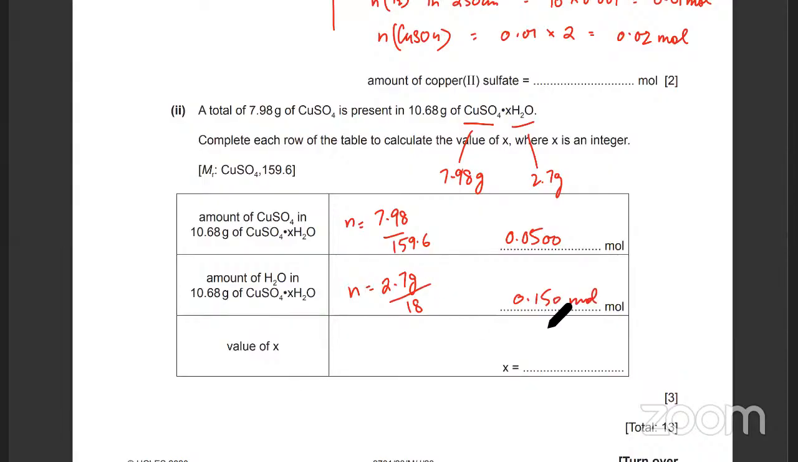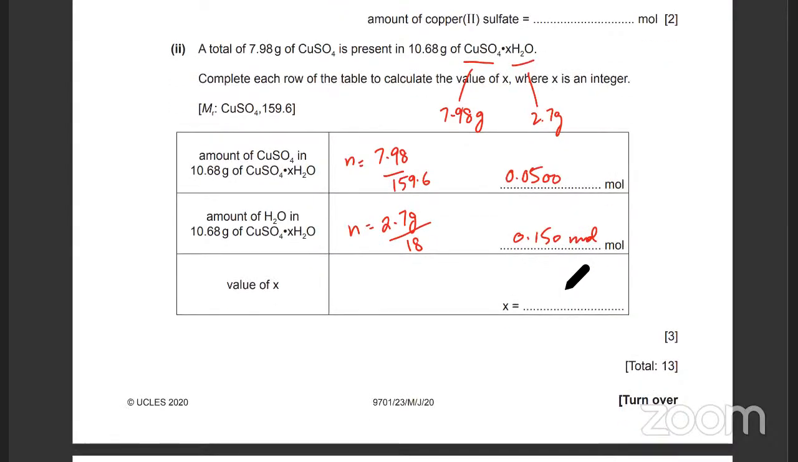I'm assuming there's nothing after that. So it's 0.150 to get 3 significant figures. Now, the next thing is you just have to figure out the value of X. So you just have to use ratios.